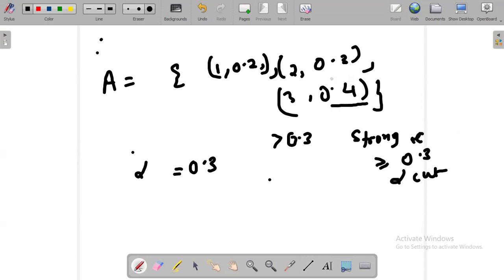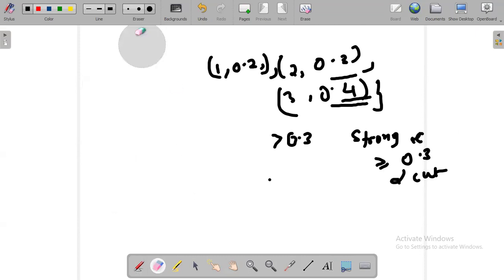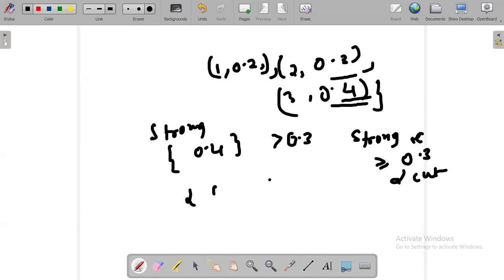If I take the normal alpha cut, I'll get 0.3 and 0.4. So what will be the solution? Now if I take strong alpha cut, it should be only greater than, so I'll get only 0.4. If I take normal alpha cut, I'll get 0.3, comma 0.4. I hope it is clear. So if you take strong alpha, it should be only greater than.